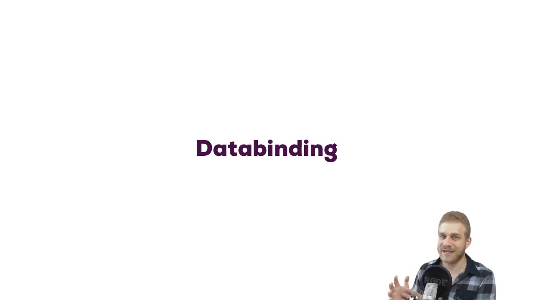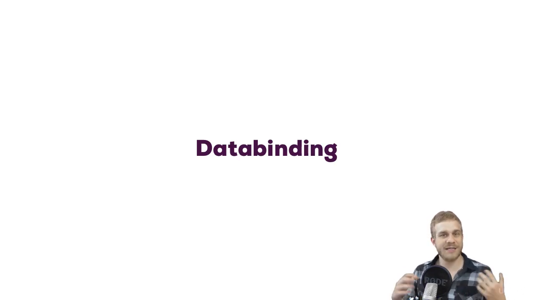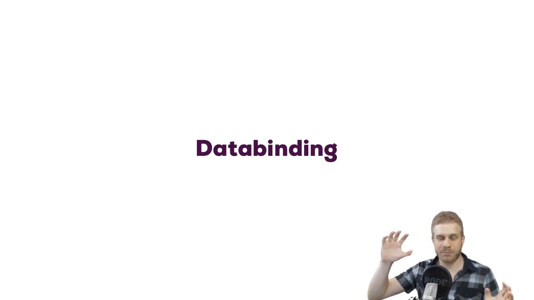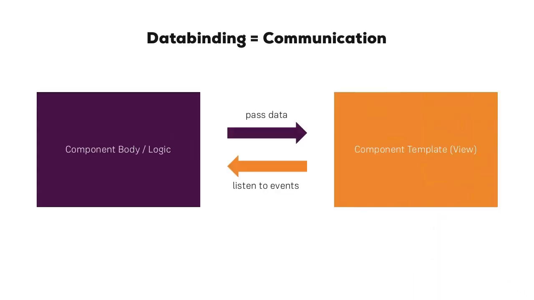So this is of course about data binding, which basically means interacting with data, interaction between templates and business logic. Data binding means communication. It means that our component body, the logic, the class, the TypeScript code, interacts with the component template, the view which the user sees. And our component body passes data to this template, and there are different ways to do this. You will learn all of them, of course, and listens to events. As I said, you will learn all of them.